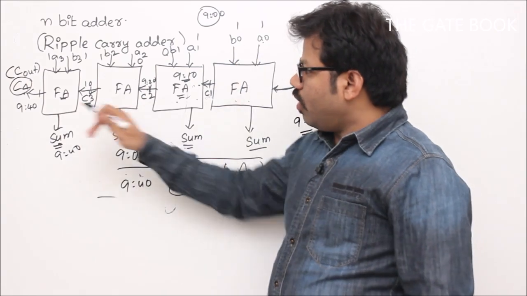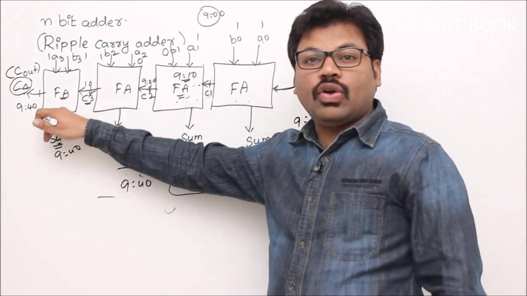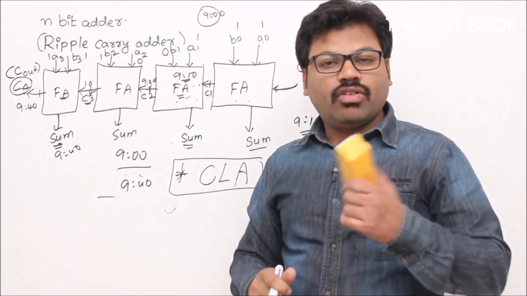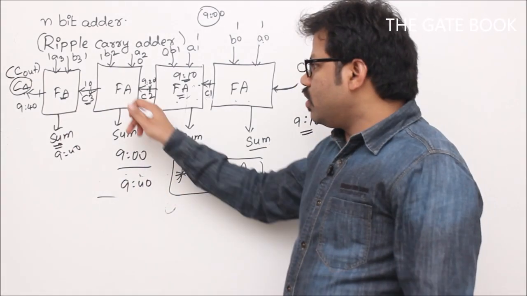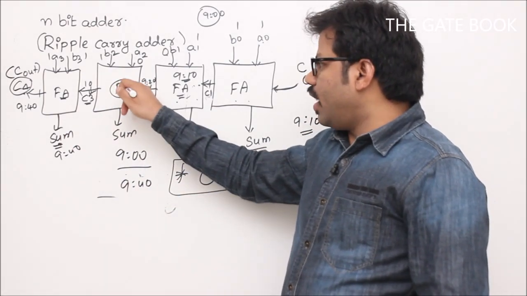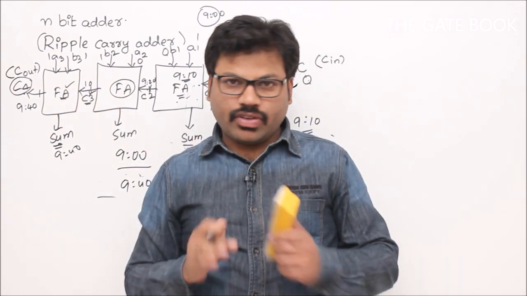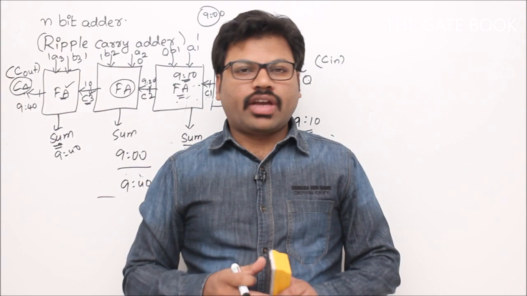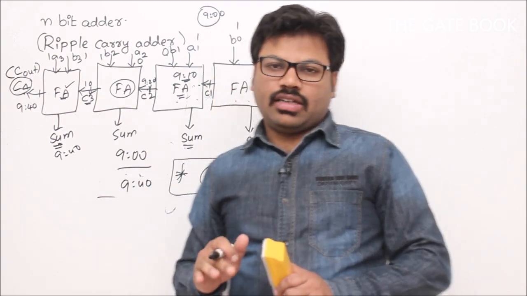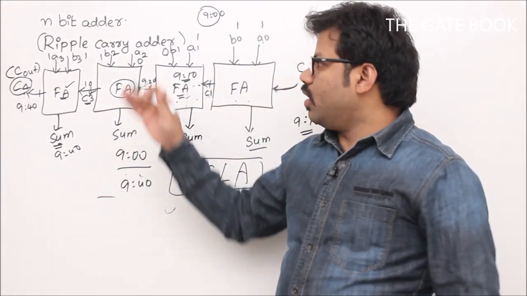So every full adder is going to get the carry at the same time. How is it possible, sir? Without generating carry from this full adder, how does this full adder work? That is a trick. For that there is a logic, we will see that. So the carry look ahead adder is faster than the ripple carry adder.